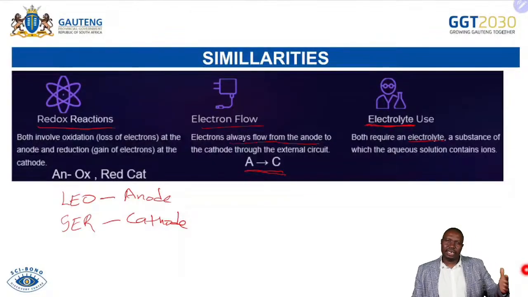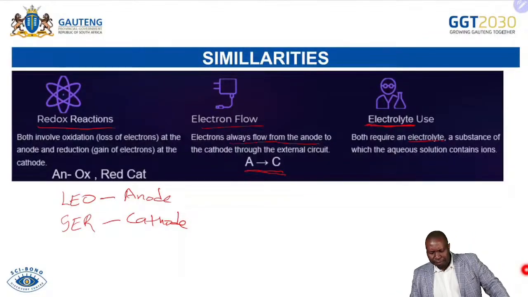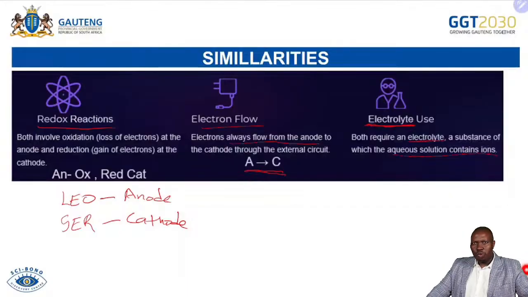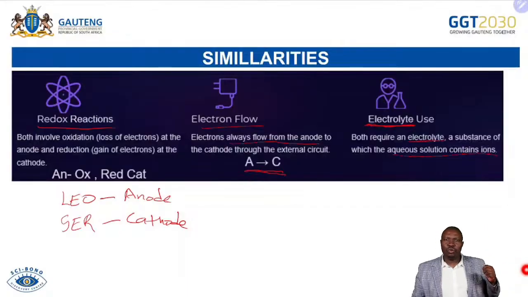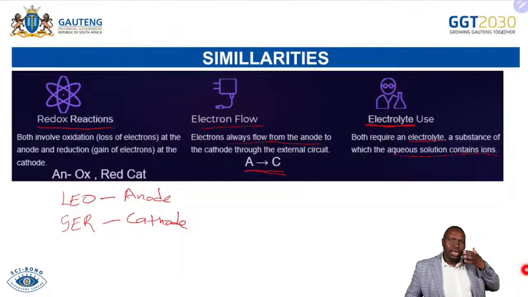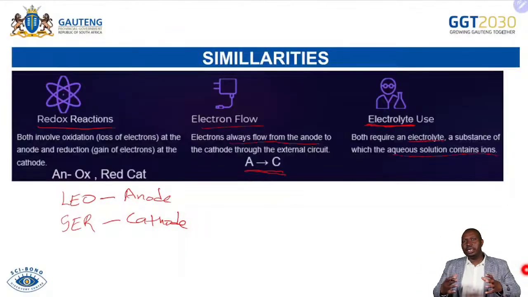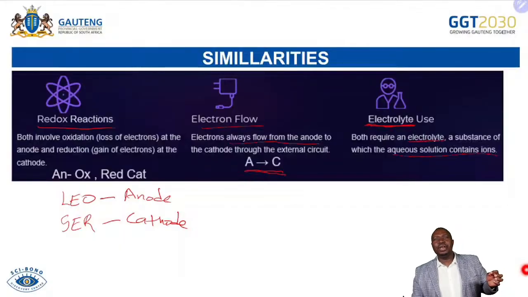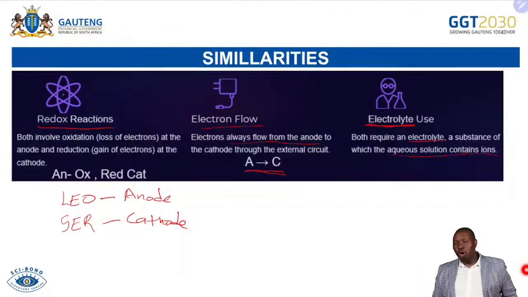So we have an electrolyte in the galvanic cell, and we have an electrolyte in the electrolytic cell. This electrolyte is a substance whose aqueous solution contains ions. Remember, when you take a salt and put it inside water, that salt will ionize and form ions, and that is our electrolyte. You have done hydrolysis, which we said is the reaction of salt with water. I think you are now able to link acids and bases to this topic as well when you look at electrolytes.